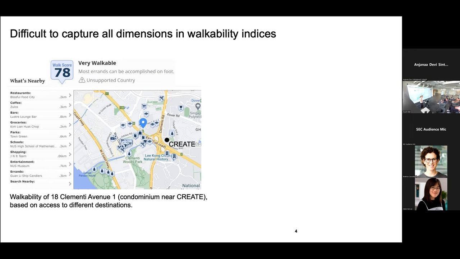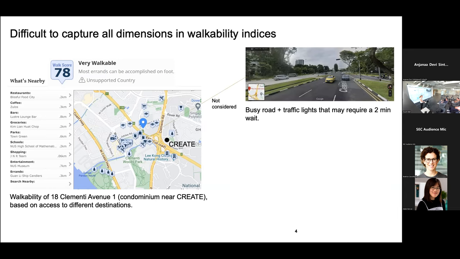It's more accurate for American addresses, but it did give a walkability score for my house. I live here where this blue dot is, which is very close to where we are today, near the black dot. And it says that my address is very walkable because there are all these different amenities nearby, like restaurants, coffee shops, bars, groceries, etc. But the thing is, it doesn't take into account things like on my way to the office, I need to cross this busy road.